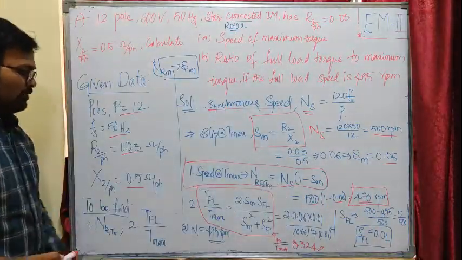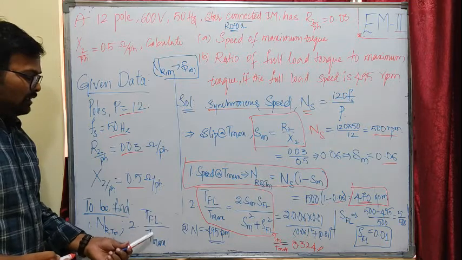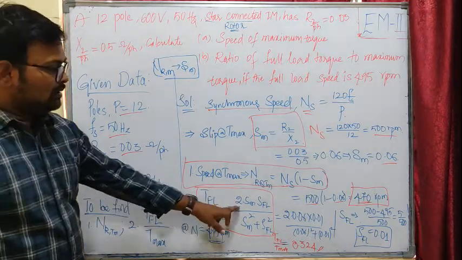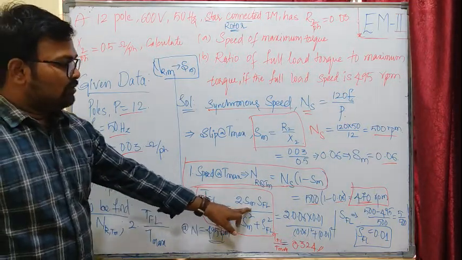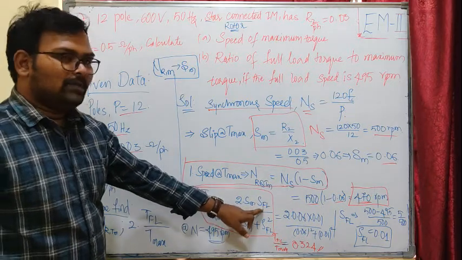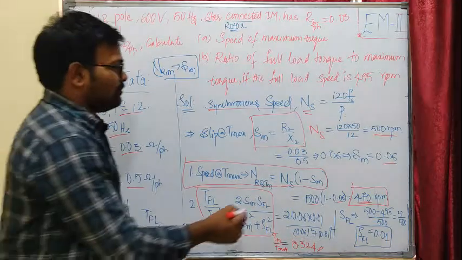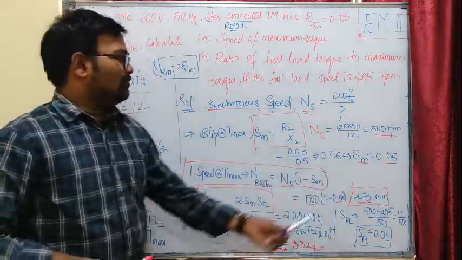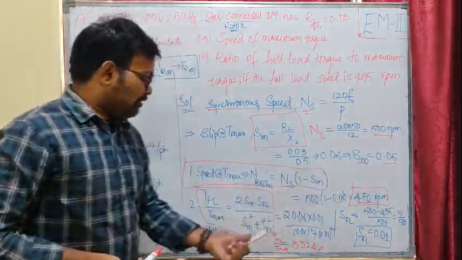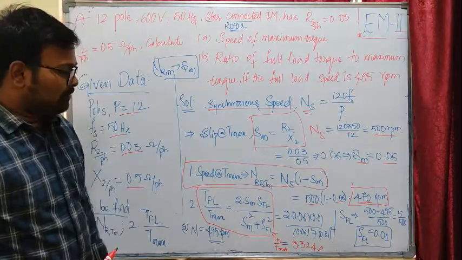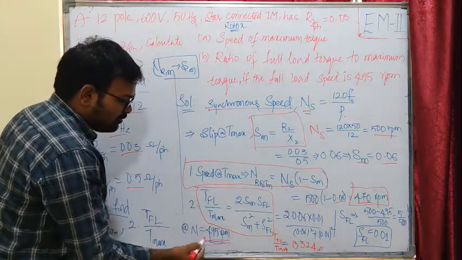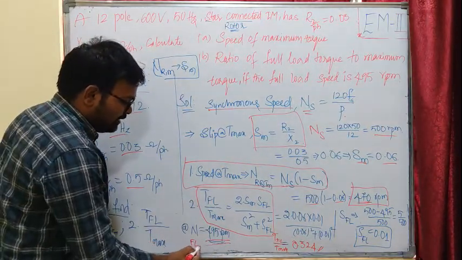Now let us go to the second question, that is full load torque by maximum torque. I have the ratio between full load torque and maximum torque as 2 into Sm into SFL, by Sm square plus SFL whole square. So I have Sm here, that means the slip at maximum torque is Sm 0.06. So how can we find out SFL, that means full load slip? He has mentioned a speed, that is 495 at full load. This is my NFL, full load speed.